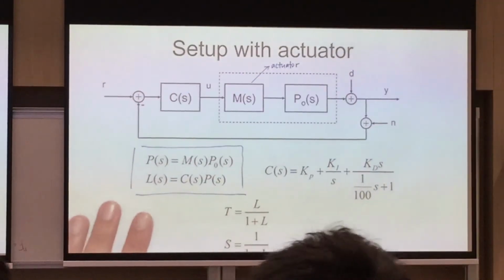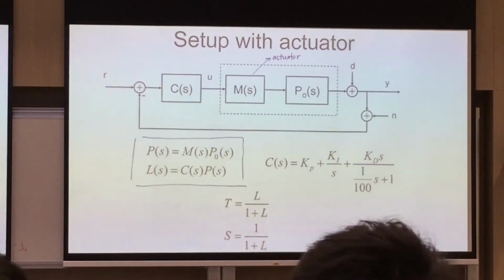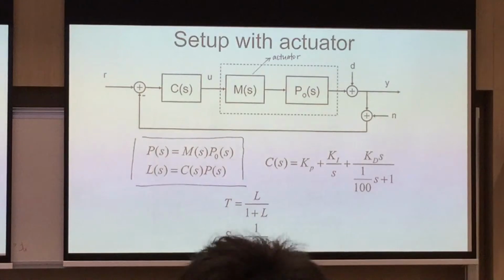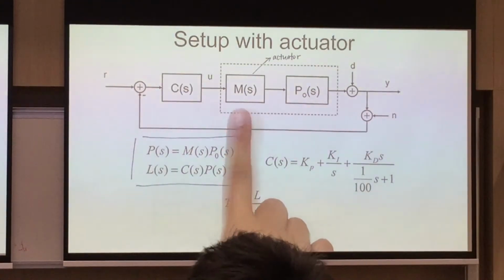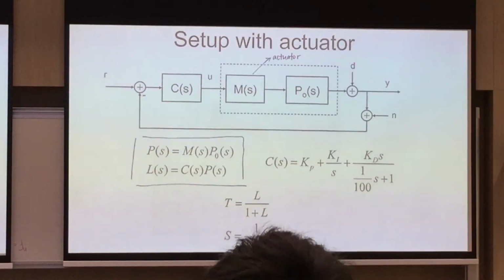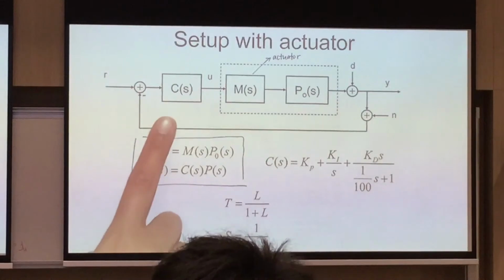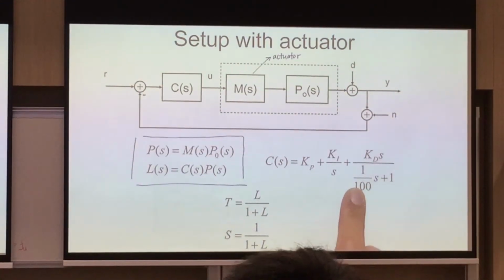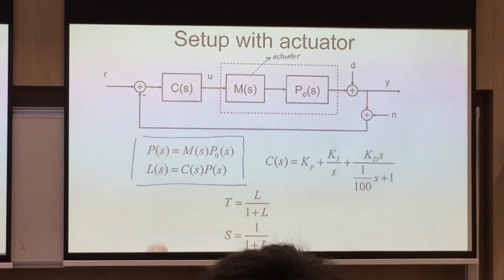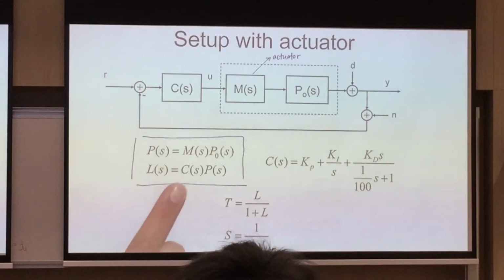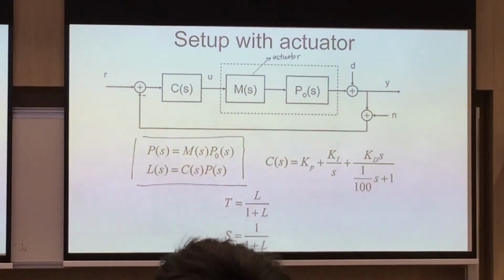In this particular example, we have a controller and an actuator, something to provide motion. You can add that in front of the plant, P naught, as M(s), which is the actuator. Similarly, a PID controller over here, C(s). And you can define your new open loop transfer function as C times M times P naught.